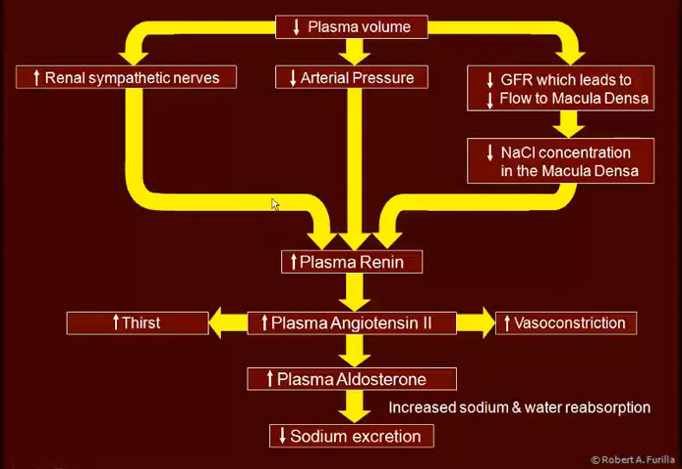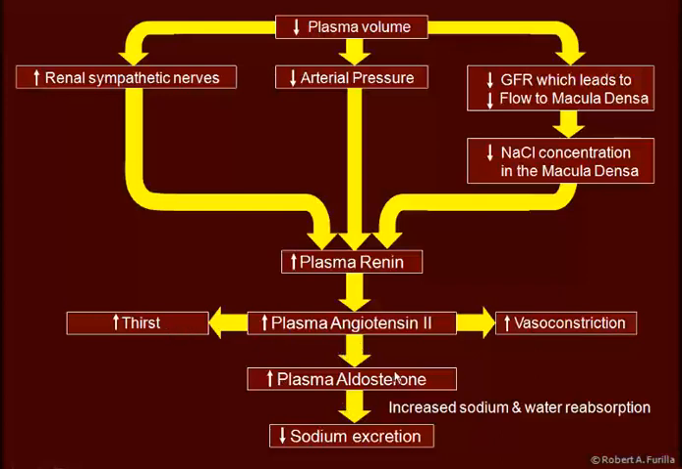The renal sympathetic nerves, through norepinephrine secretion, cause renin release, and there's a direct effect of decreased arterial pressure, also causing plasma renin release. Well, renin, through a couple of steps, promotes an increase in plasma angiotensin II. Plasma angiotensin II then stimulates vasoconstriction and an increase in thirst. Vasoconstriction will help to raise blood pressure, an increase in thirst will help to raise plasma volume and therefore pressure.